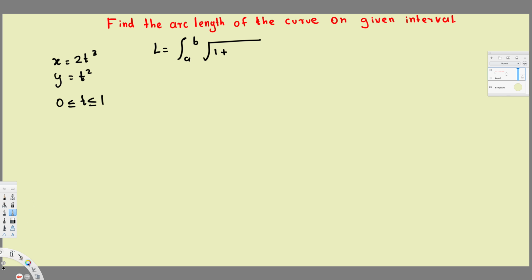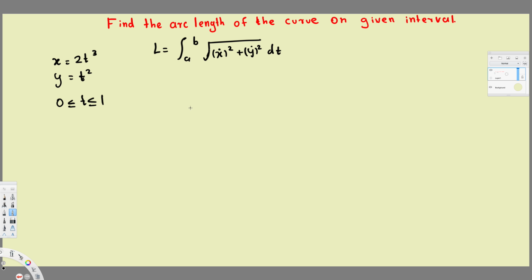If you look at this, usually we use 1 plus x prime or y prime, depending on the value they are giving. But here we have two functions, so we can't use that formula. We have to use a different formula: the integral of the square root of x dot squared plus y dot squared dt. So this is the one we are going to use. What is this x dot and y dot? It's basically the way to write the derivative when we have something like this. It's the same as x prime, y prime, same thing.